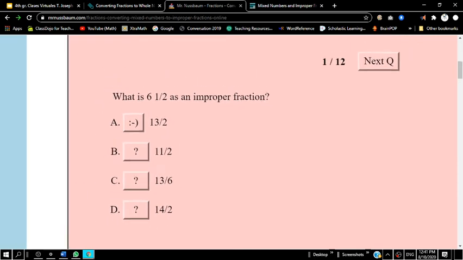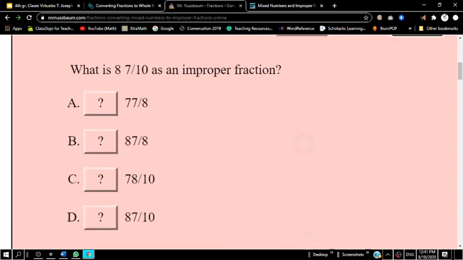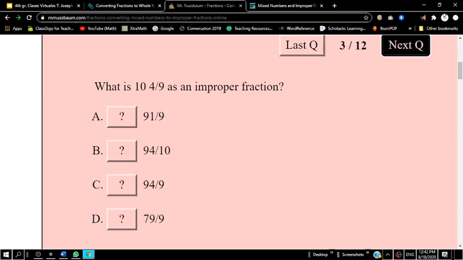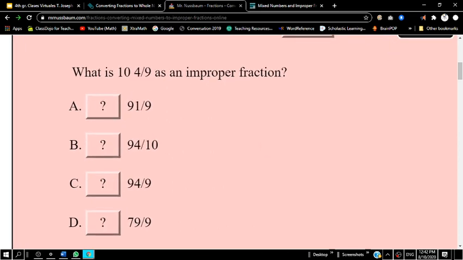All right, next question. 8 7/10. Well, I know 8 is the same thing as 10/10 times 8, and 10 times 8 is 80. 80 plus 7 is 87. So 87/10 is my answer. Next question. 10 4/9. Well, I'm going to change 10 as my whole number into 9/9 times 10. 9 times 10 is 90, and 90 plus 4 is 94. Our denominator stays the same, so 94/9 is our answer. I'll put the link of this game inside of the video notes.